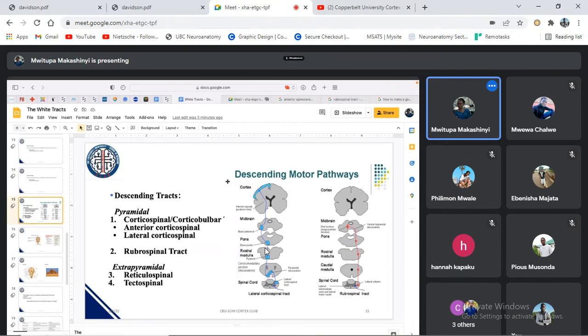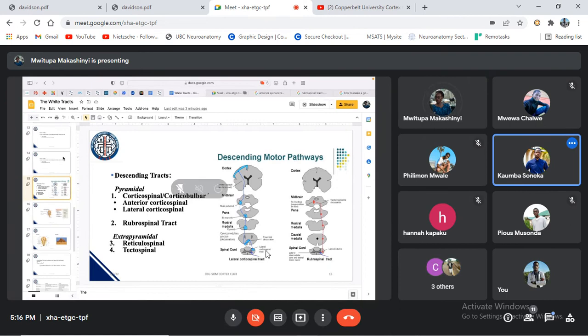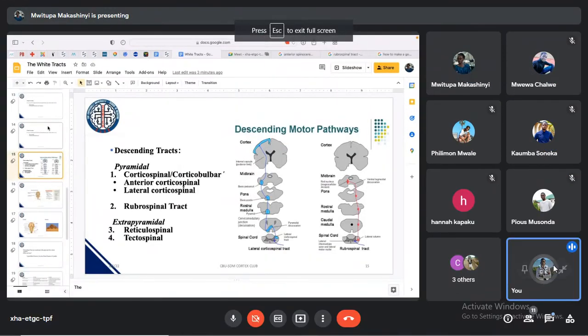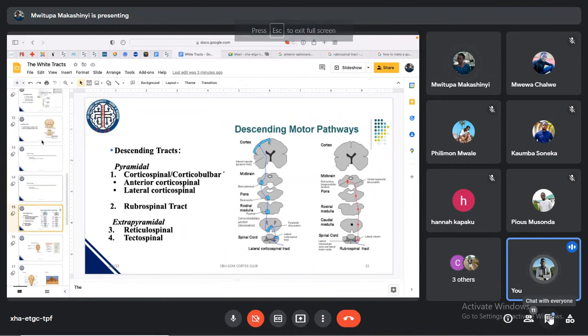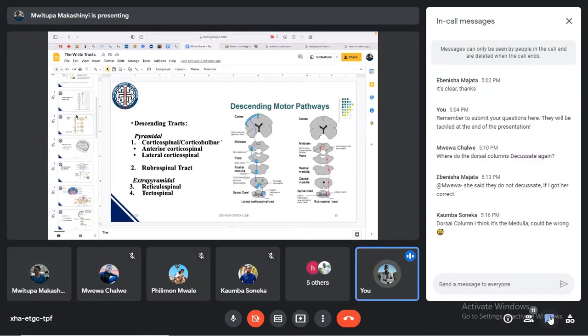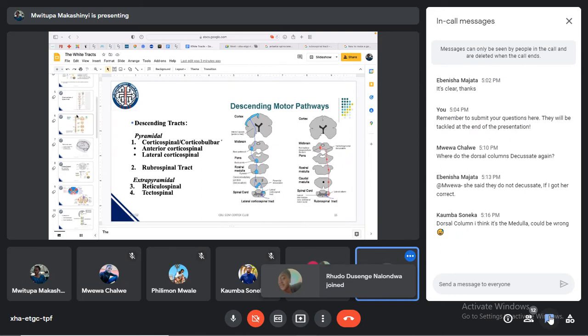Dorsal column decussates. May you repeat that? There's a question in the chat box asking the location of decussation of the dorsal column. Oh, okay.